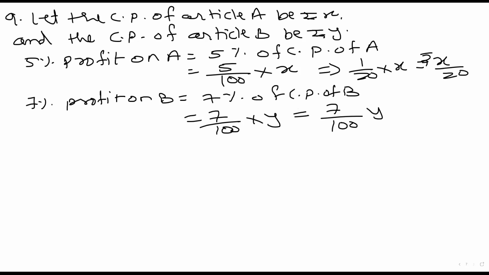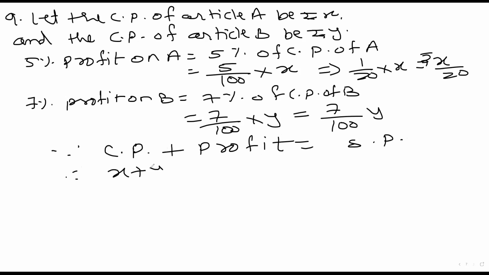Now we have to form the equation. This is not the equation yet. Two articles A and B are sold for rupees 1167, making 5% profit on A and 7% profit on B. Since SP is equal to CP plus profit, we can say it the reverse way because we want the equation: CP plus profit is equal to SP, right? So what is CP? X plus Y, both of them.